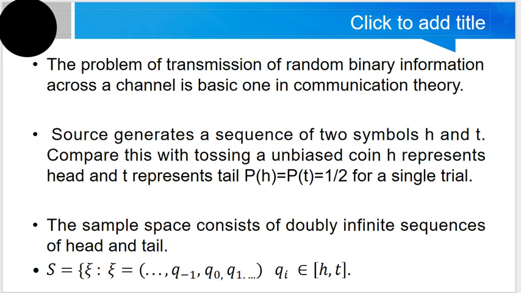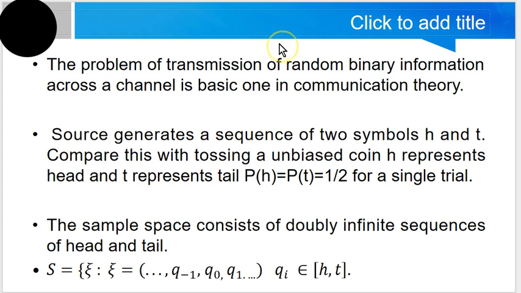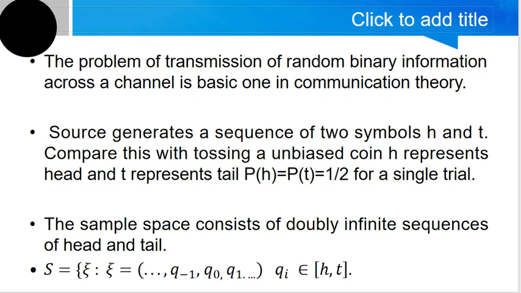We are talking about the semi-random binary transmission process. The word binary tells you it is 2. The problem of transmission of random binary information across a channel is a basic one in communication theory.